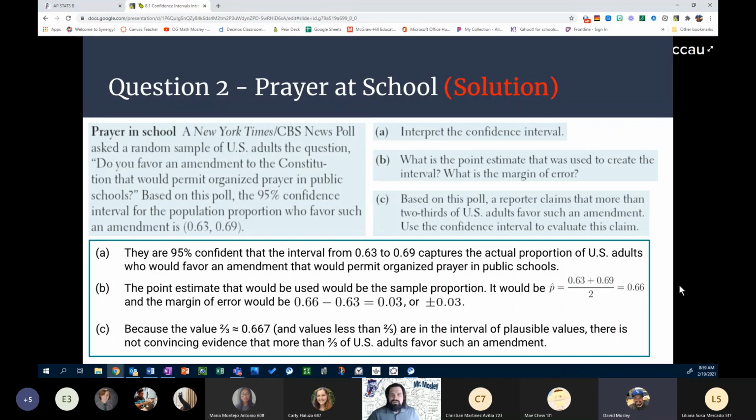Because the value 2/3 is approximately 0.667, and values less than 2/3 are in the interval of plausible values, about half of our interval, give or take, there is not convincing evidence that more than 2/3 of U.S. adults favor such an amendment. It's plausible, based on our interval, that the actual value could be less than 2/3. So to make the claim that more than 2/3 would be in favor would be incorrect. It's possible, it's plausible, but we can't make that claim based on the evidence we have.